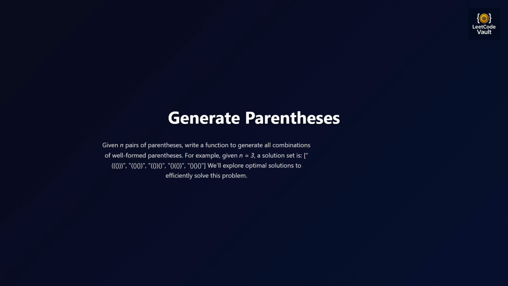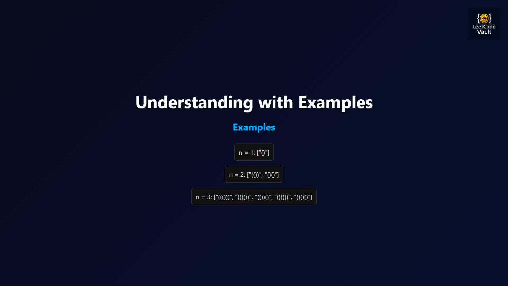Given an integer n representing the number of pairs of parentheses, we need to generate all possible valid combinations of parentheses. A valid combination means that every opening parenthesis has a corresponding closing parenthesis, and the closing parenthesis always comes after the opening one. For example, if n is 3, some valid combinations are ((())), (()()), (())(), ()(()), and ()()(). But something like ())(() is invalid. Got it? We'll explore different approaches to solve this challenge, so let's dive in.